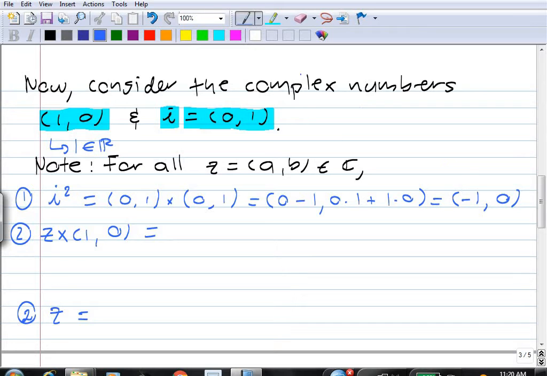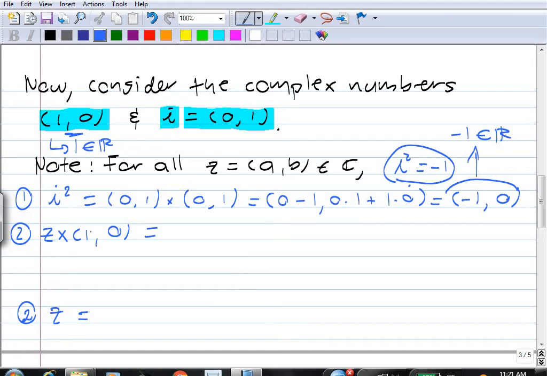Now remember, what we've got here, (-1, 0), is the complex number we associate with the real number -1. So in fact, we can think of i squared as being -1. Right? That should be strange to you, right? Because this can't happen if we're dealing with real numbers only. Right? Now, let's now look at this one, (1, 0).